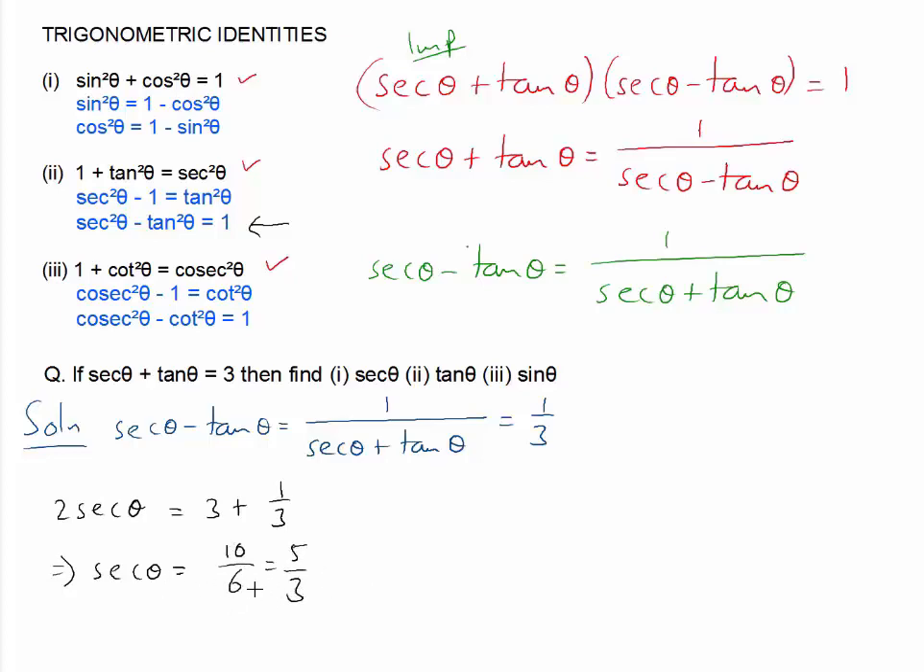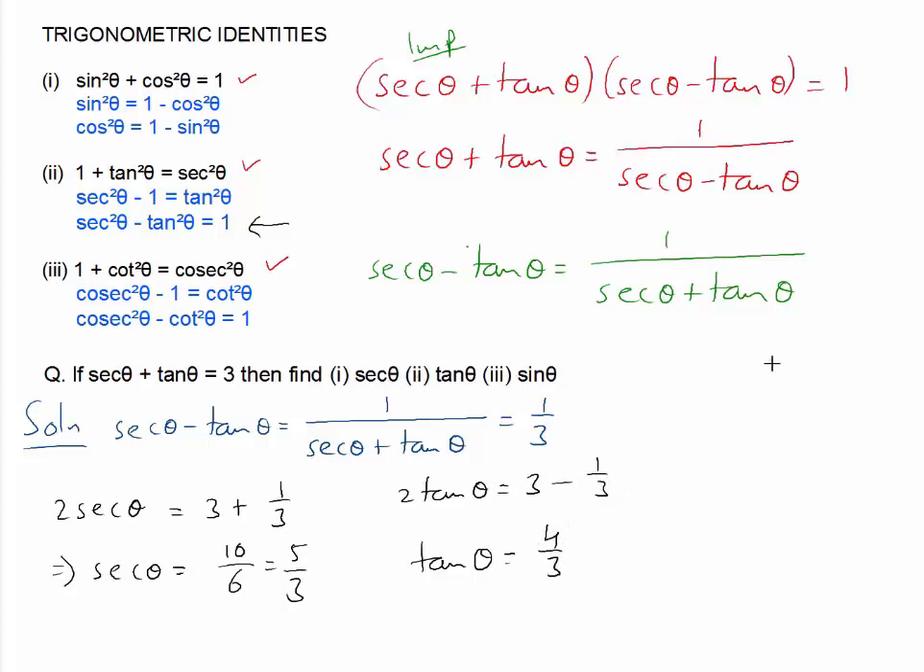Now that we know sec theta, we can also find tan theta either using the triangle law, or we can just subtract this equation from this. So let's say we subtract sec theta minus tan theta equals to 1 by 3 from this equation. So when we do that, we will get 2 tan theta would be equals to 3 minus 1 by 3. So that would imply tan theta would be equals to, so we'll take LCM and simplify, we will get 4 by 3. Now how to find sin theta?